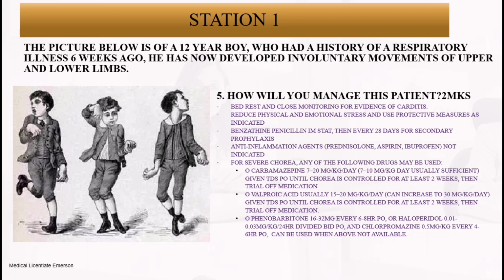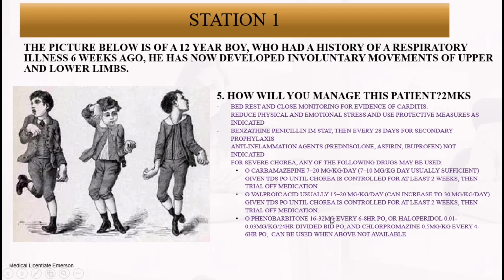So we have 7 to 20 milligrams per kg per day. 7 to 10 milligrams per kg per day is usually sufficient. Then you give it TDS per oral until chorea is controlled for at least 2 weeks. Then try off medication. The second one we can use is valproic acid, usually 15 to 20 milligrams per kg per day, can increase to 30 milligrams per kg per day, given TDS per oral until chorea is controlled for at least 2 weeks.